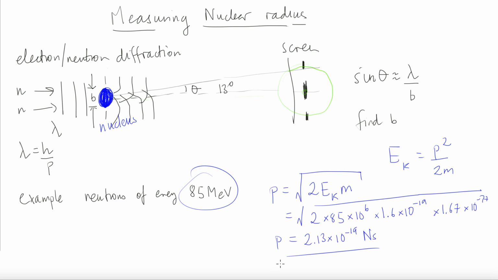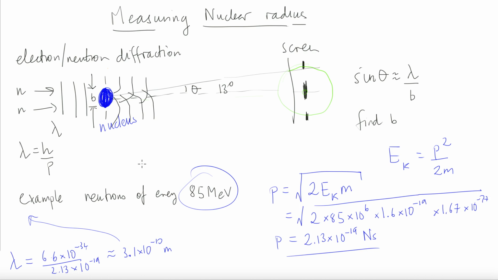Plug this p into the formula for the wavelength, 6.6 times 10 to the negative 34 divided by 2.13 times 10 to the negative 19. You get a wavelength approximately equal to 3.1 times 10 to the negative 10 meters. So we know the diameter of the nucleus is going to be roughly of this order of magnitude, since we see a diffraction pattern, and you get diffraction when the size of the obstacle is of the same order as the wavelength.